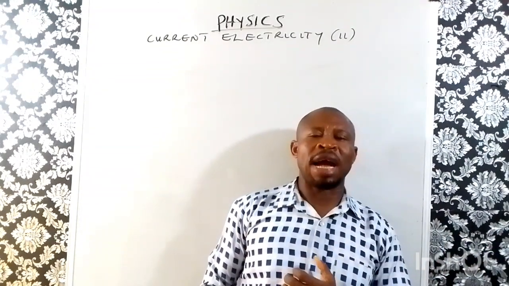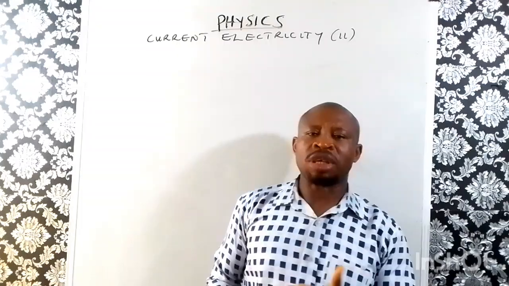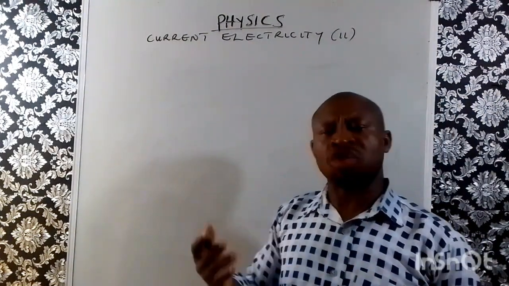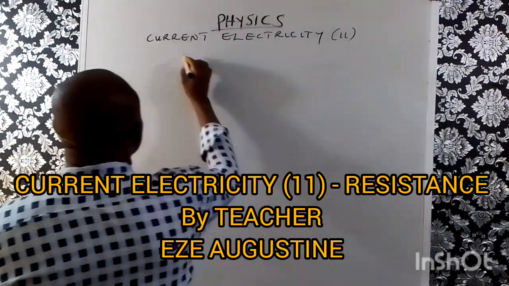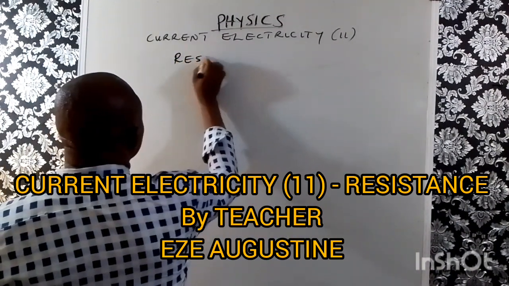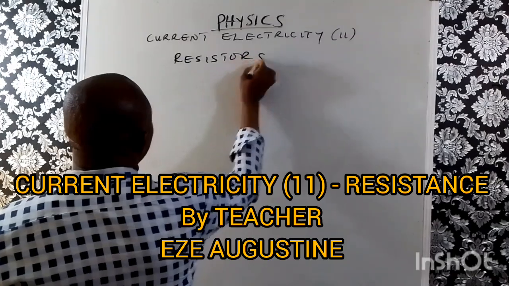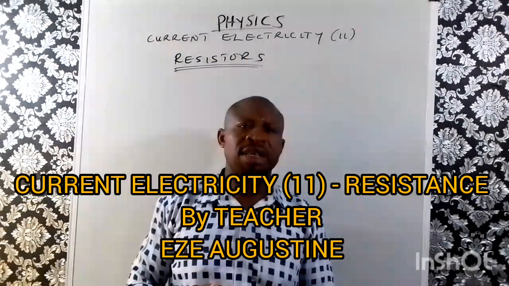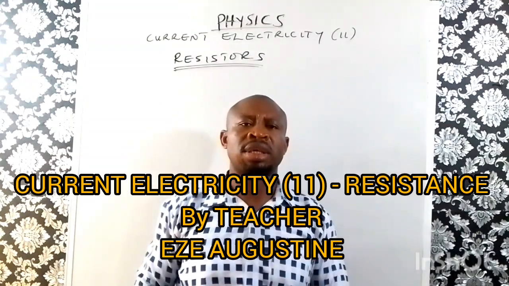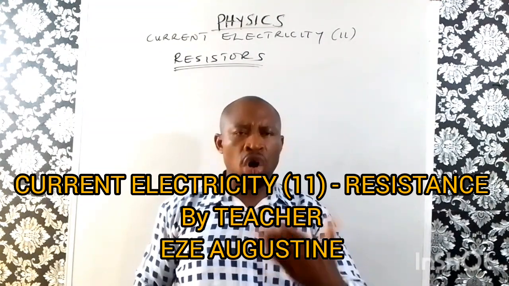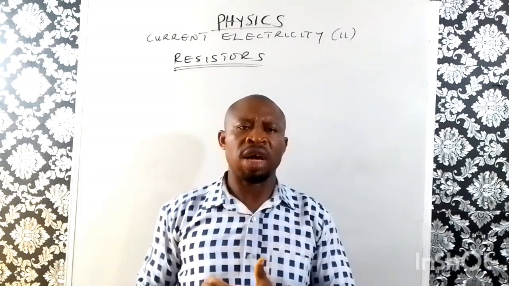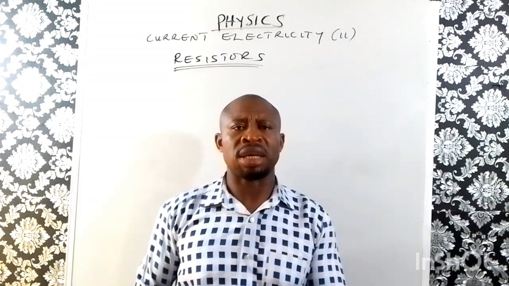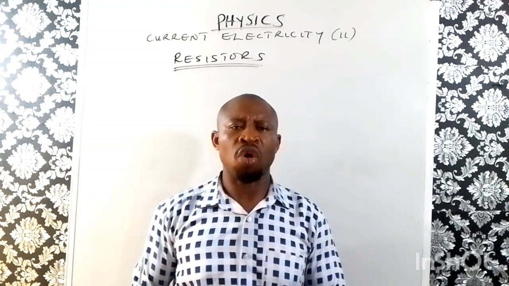Today I want us to look at the continuation of our previous lesson, current electricity. But today I want us to look at the resistors. And of course we can say that a resistance is an opposition to the flow of current.